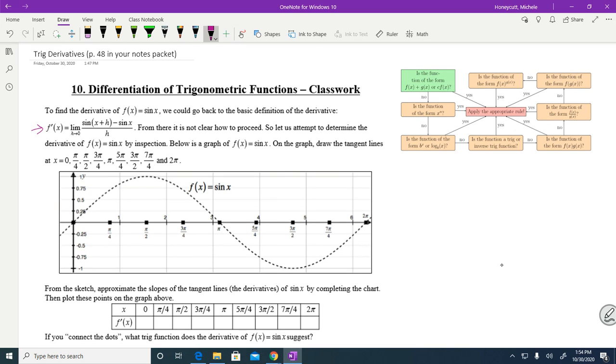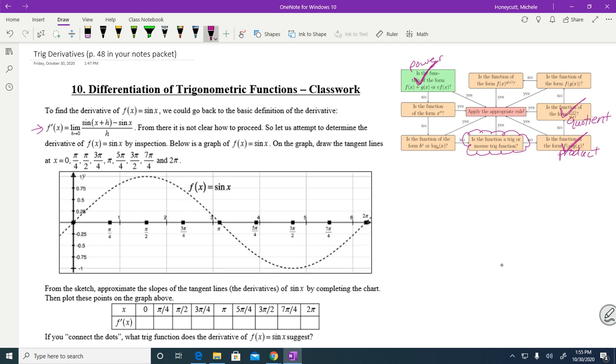So we have found a derivative rule for functions that look like polynomials. We've used derivative rules for functions that were being multiplied and also functions that were being divided. So we did the power rule for here, then we did the product rule, and then we also did the quotient rule. Well, now it's time to look at what's the rule for finding the derivative of a trig function.